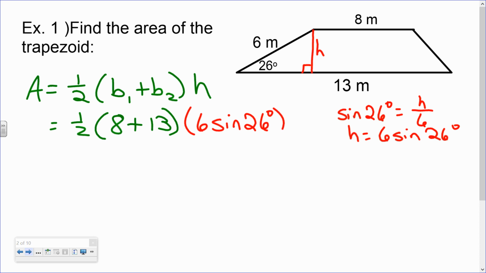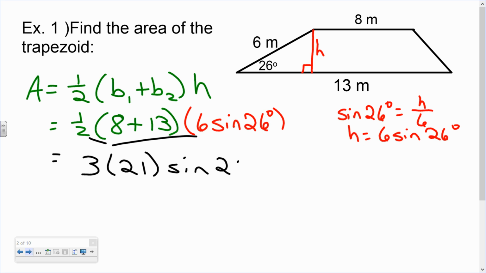Don't enter that yet. If you enter it now, then you've got to store it, then you've got to retrieve what you stored, and that's just more trouble than it's worth. We're going to enter this all at once. So some of you go ahead and enter it just like that. Others of you, why don't you enter it as, let's see, a half times the 8 and 13 is 21. I'm going to go ahead and do the half times 6 is 3. So some of you go ahead and enter it as 3 times 21 times the sine of 26 degrees. And others of you, since it's easy enough, just enter 63 sine 26 degrees. And I'm hoping we all get the same thing.